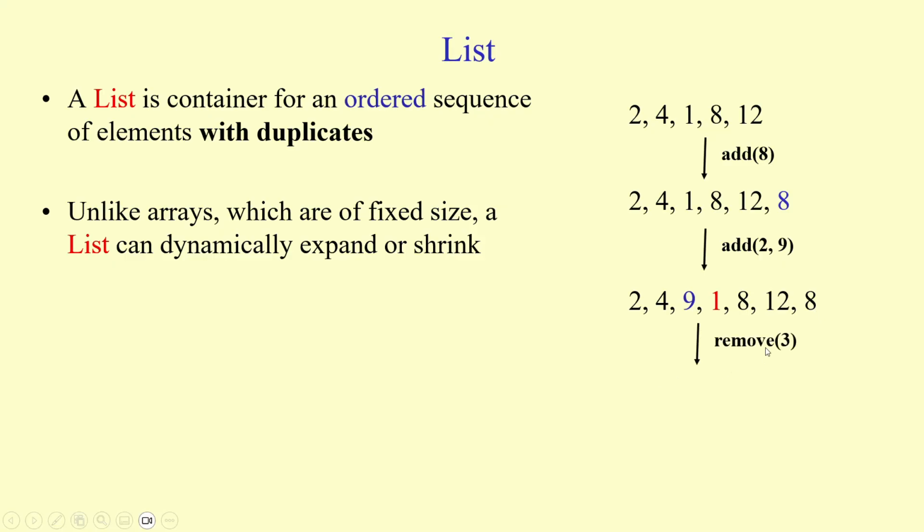Now I'm going to remove the element at position 3. So starting at 0, 1, 2, and 3, the red 1 will be removed. And after 1 is removed, everything afterwards will be shifted one position to the left. So this is the final list: 2, 4, 9, 8, 12, and 8.